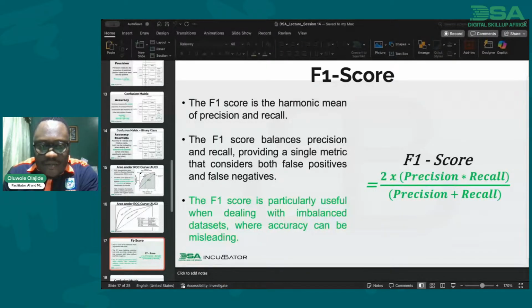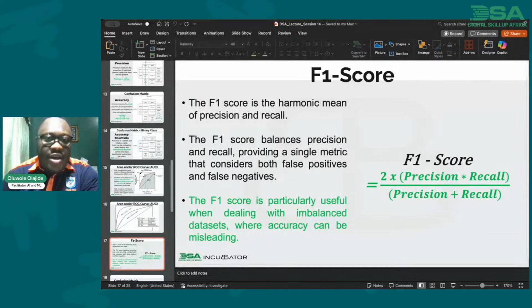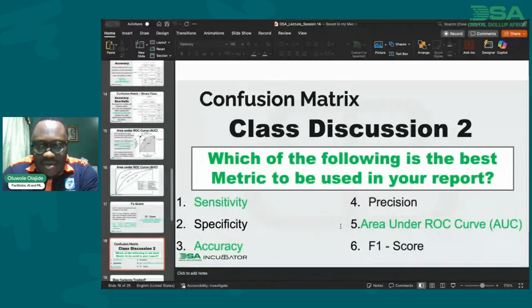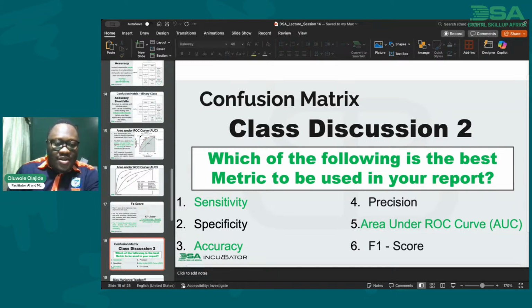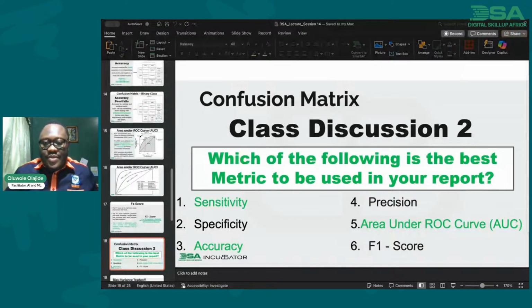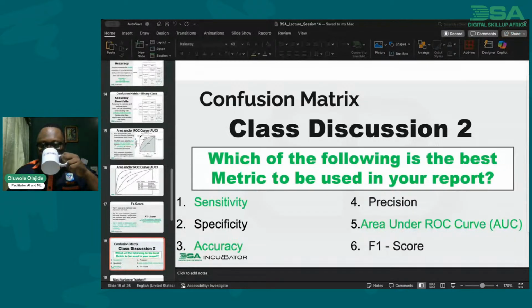All right, let's go on. Okay, now another class discussion, which is a very good one. Which of the following is the best metric to be used in your report? I want us to think very well. I'll give us 2 minutes to brainstorm. If you're answering me, I want to know the reason why. So don't just put sensitivity or precision. Tell me the reason why you have said it is one of the best. So it's up for discussion now. Let's do that for the next 3 to 5 minutes, then we'll go on with our class. I've been looking at the chat line to see our responses.